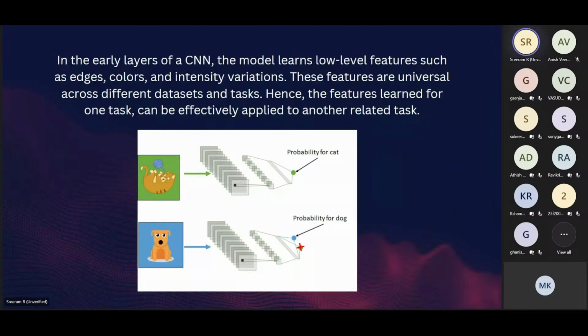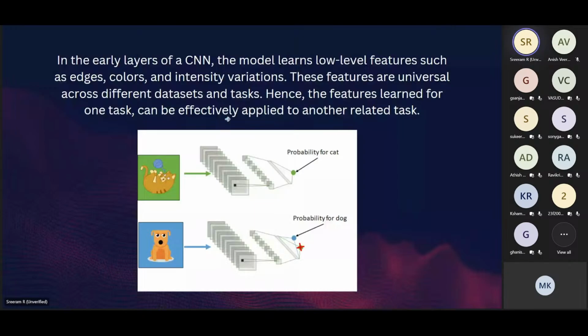No matter whether you want to detect a cat or a dog, you need to detect these low-level features irrespective of what data set you have chosen or what the cost function is. So the idea is these low-level features are universal across various data sets and tasks. The features learned for one task can be effectively applied to another related task.